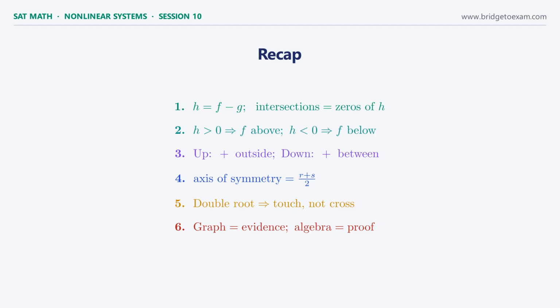The axis of symmetry is the average of the roots. A double root means the graphs touch without crossing. That's the discriminant equals 0 again. And a graph is evidence, not proof. Watch the window, watch the resolution, and watch for decimals hiding radicals.